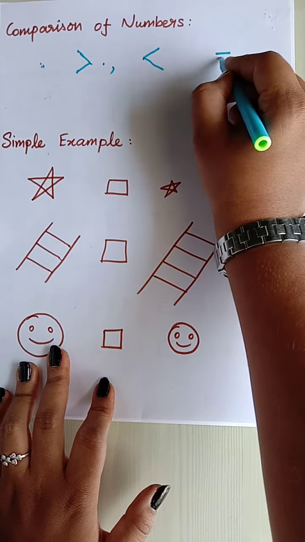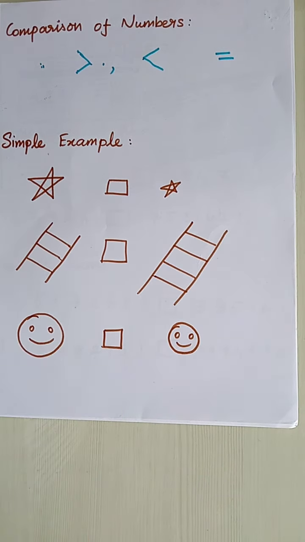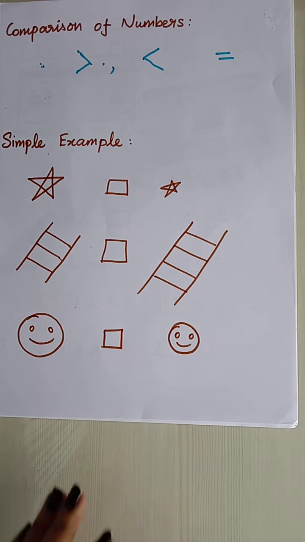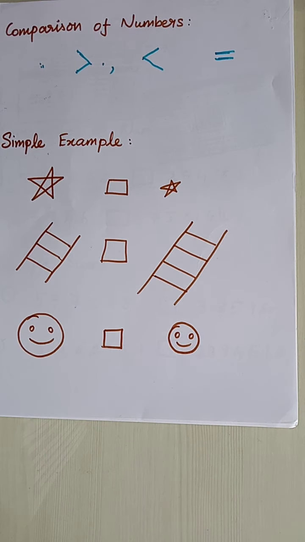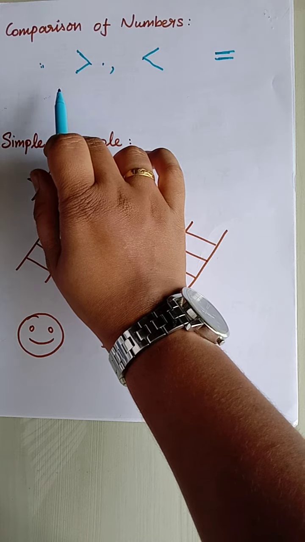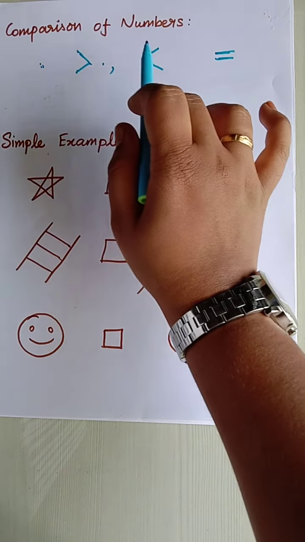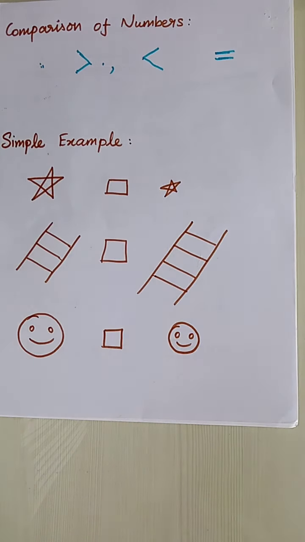Now, equal to. Equal to means that for you and for your sister your father brought an equal quantity of cake, that is 1 kg of cake for you and 1 kg of cake for your sister also, so the comparison is equal. We can name it as equal to. Can you understand these three symbols? The first one is greater than, this is smaller than, and this is equal to.